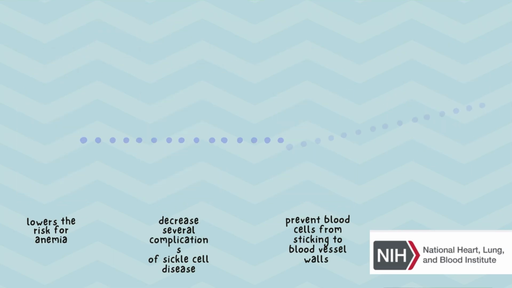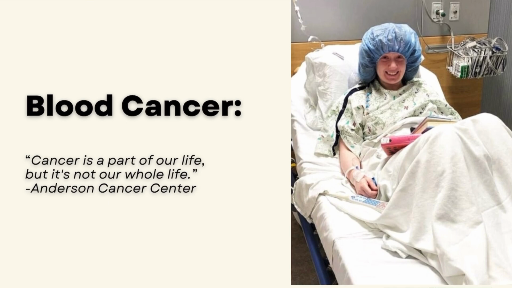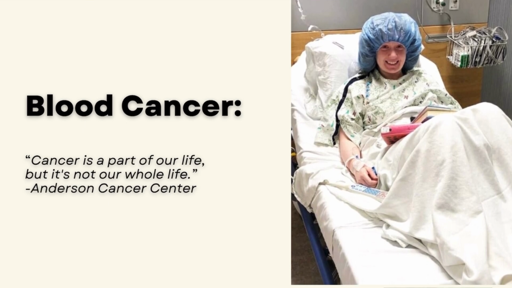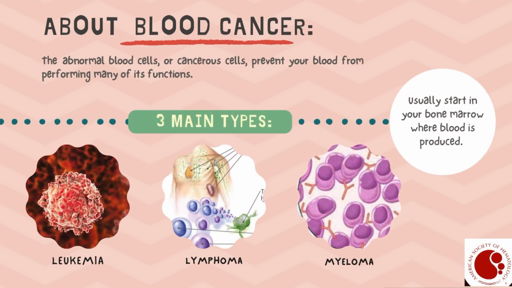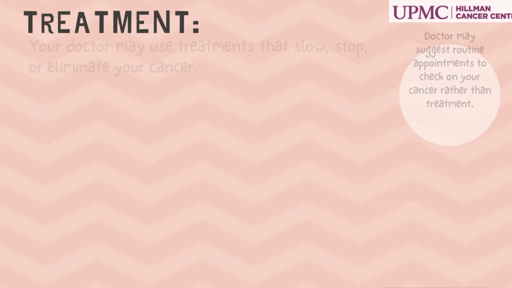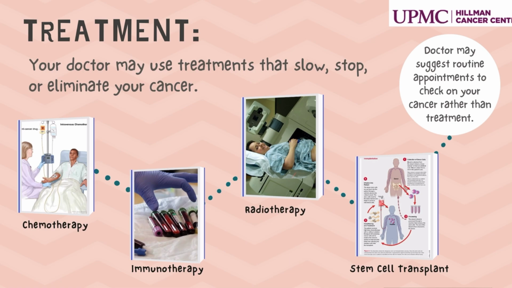Next, moving forward, we have the blood cancers. Cancers such as leukemia, myeloma, and lymphoma occur when blood cells start to divide uncontrollably without dying off at the end of their life cycle. So the treatments that are used for blood cancer include chemotherapy, immunotherapy, radiotherapy, and stem cell transplant.